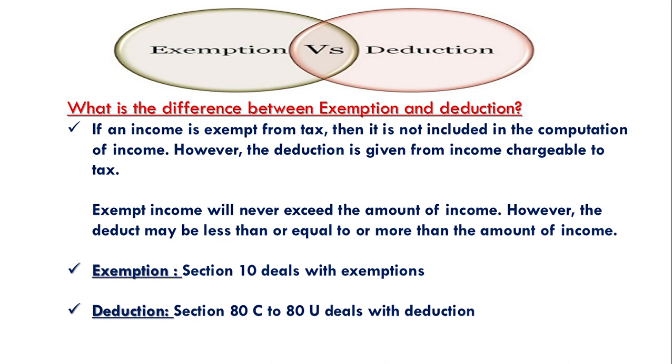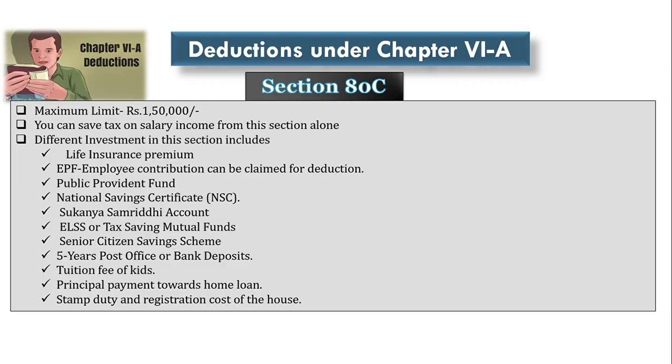80C, I have explained, covers life insurance, EPF, and 80E means education loan interest. These come under deduction. The majority of deductions are under 80C. Its limit is 1,50,000. You can deduct this amount from your income.